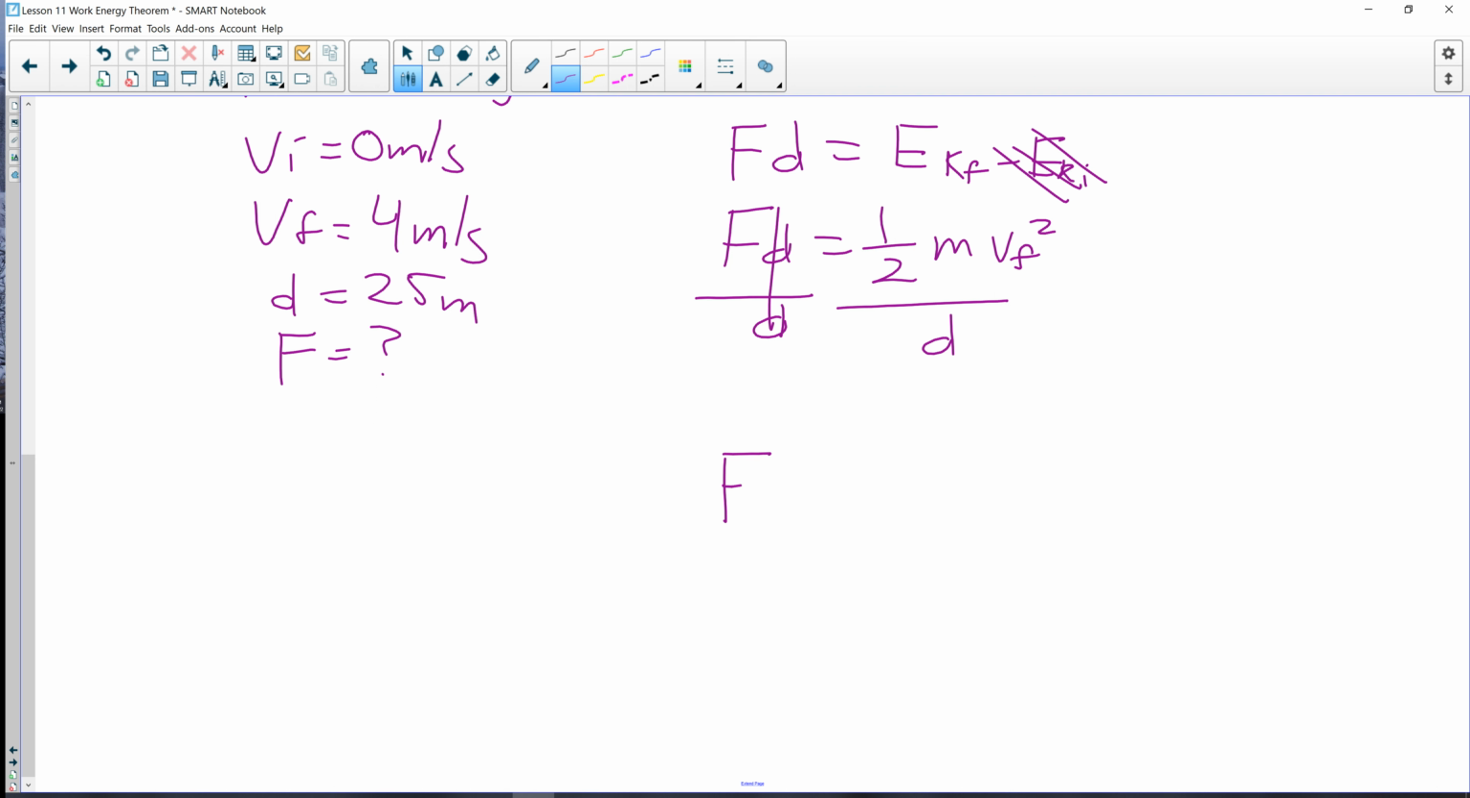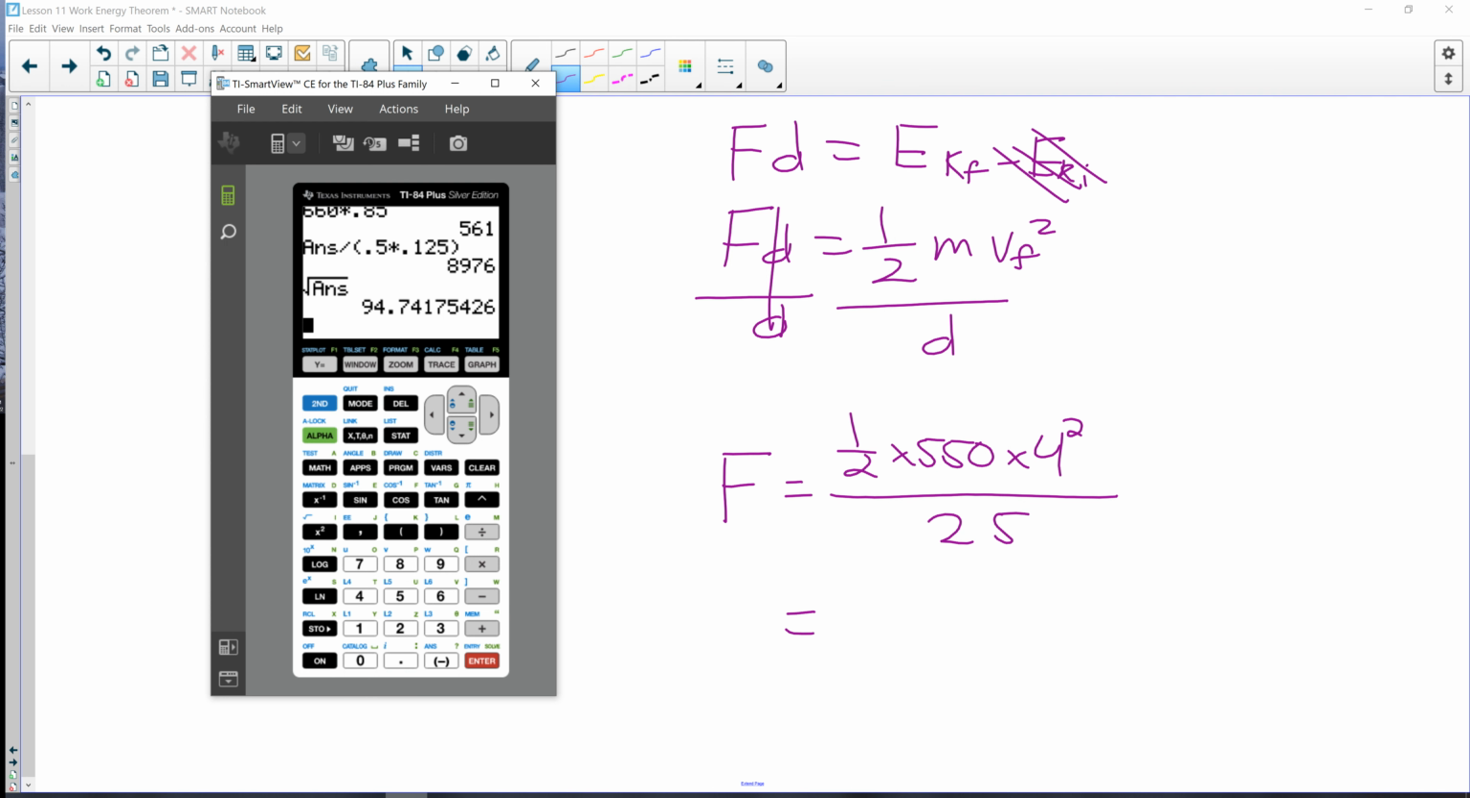Right, so force is going to equal 1/2 times 550 kilograms, the mass of the rock, times 4 meters per second, but that number is squared because v is squared in the formula, divided by 25 meters, the distance over which the tractor accelerated the rock. Okay, so that tractor used 176 newtons worth of force.